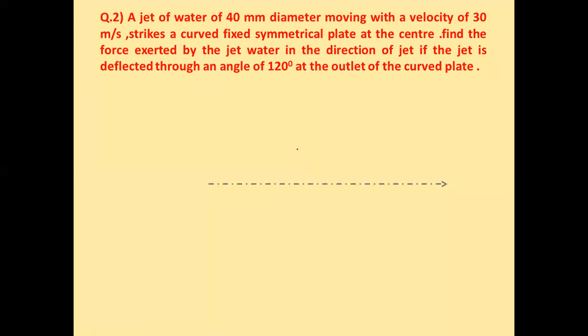Is the numerical visible to you? Yes, sir. Question: a jet of water of 40 mm diameter moving with a velocity of 30 meter per second strikes a curved fixed symmetrical plate at the center. Find the force exerted by the jet of water in the direction of the jet if the jet is deflected through an angle of 120 degree at the outlet of the curved plate.